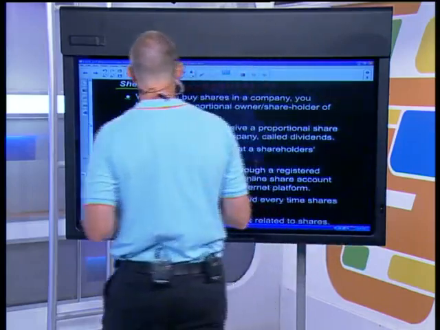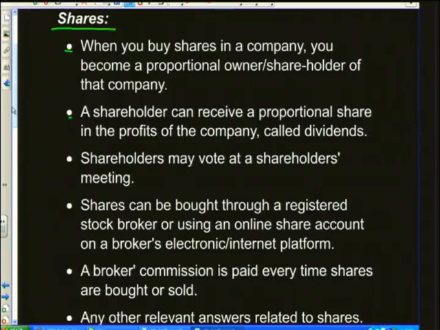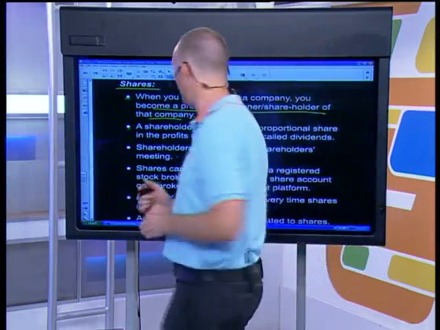Right, so let's look at shares. What is a share? When you buy shares in a company, you become a proportional owner or shareholder of that company. Right, so when you buy shares in a company on the JSE, you're actually an owner of that company. So when someone asks what you do, you don't have to say, oh, I've just finished matric or I'm a student. You can say, oh, I own a couple of companies. You might not own a lot of that company, but you do own a bit of that company.